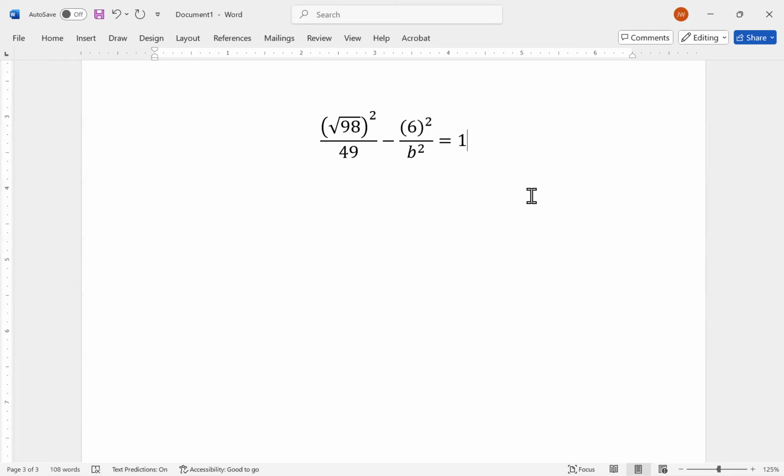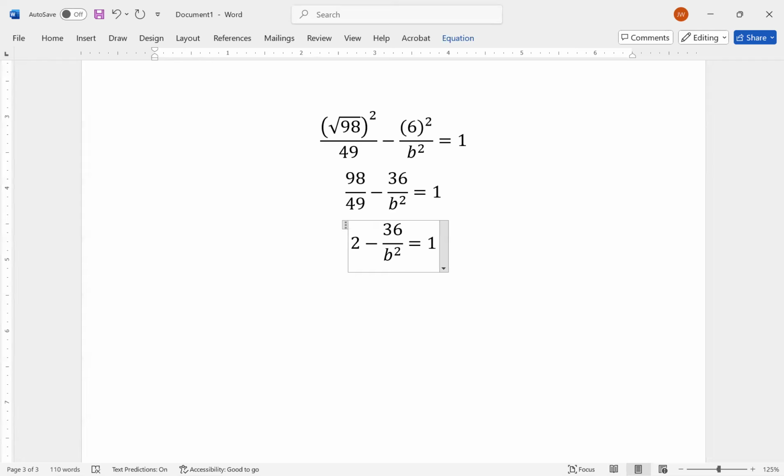And now I have an equation where the only variable that I need to find is b. The only variable in my equation is b, so I can find that variable. When I square the square root of 98, I just get 98. 98 over 49 is going to be 2. When I square 6, I get 36. So what I end up with is 2 minus 36 over b squared is equal to 1.